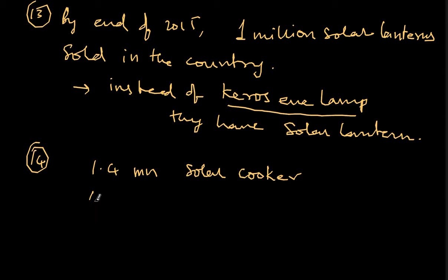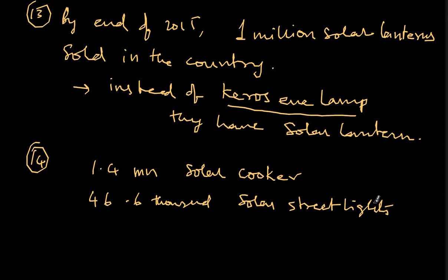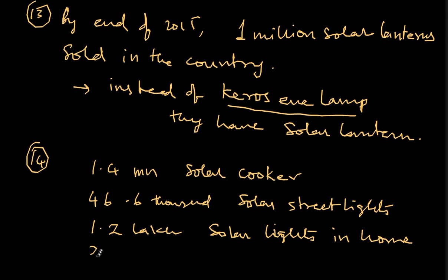About 46,600 solar street lights. Street lights are really important for safety and other concerns. About 1.2 lakh solar lamps, solar lights in homes. And about 30,000 solar water pumps. So this is for agricultural use.